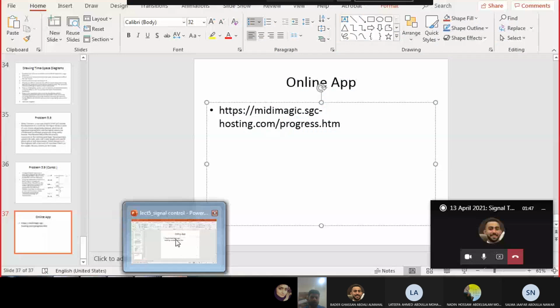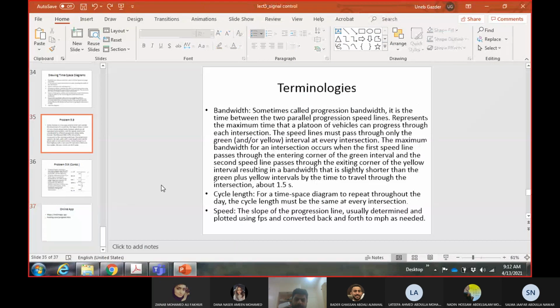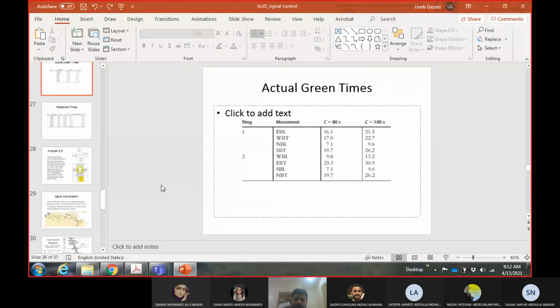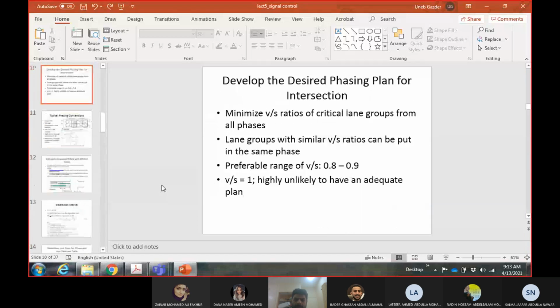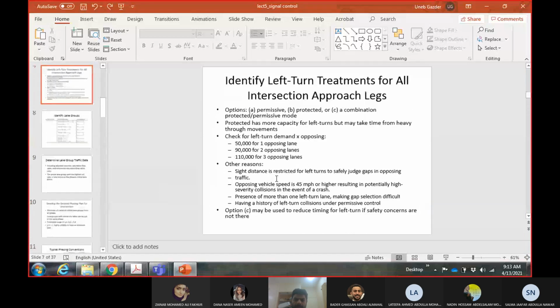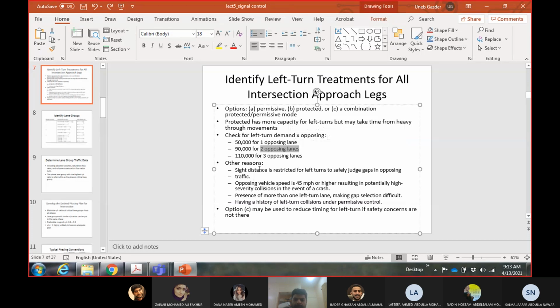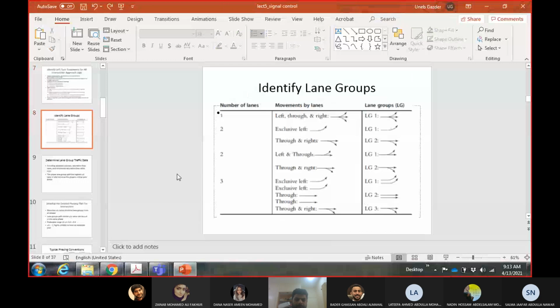Okay, so there were 12 steps, right? And out of those 12 steps, we discussed the first few, I don't remember. So we have to identify the left turns, whether they are protected or permitted, and the criteria for making them protected is you have the volume criteria and you have the safety criteria.